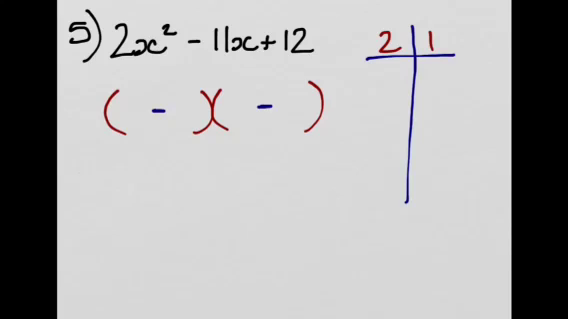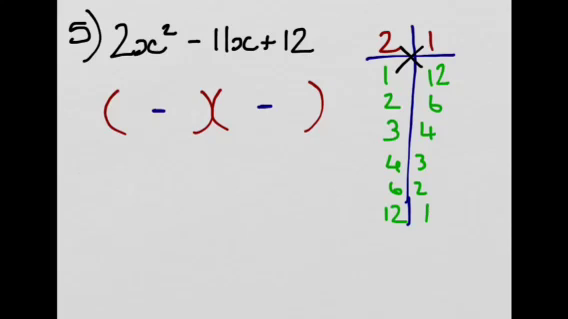Then inside my table I take all the factors of 12, which are 1 and 12, 2 and 6, 3 and 4. And because my numbers at the top are different, 2 and 1 are different numbers, I have to rewrite all my factors. So 4 and 3, 6 and 2, 12 and 1. So I just write them out in reverse. You're then looking to cross multiply to find out which pair of factors is going to give you minus 11 when you subtract them away from each other.